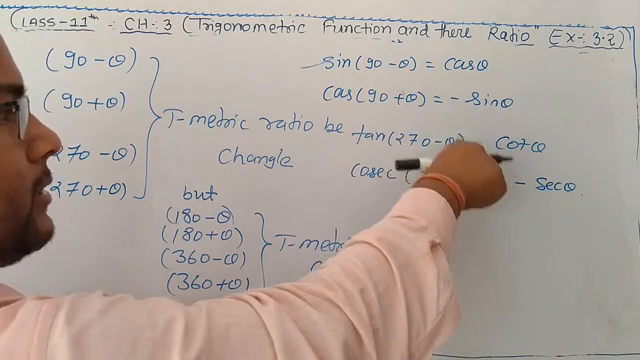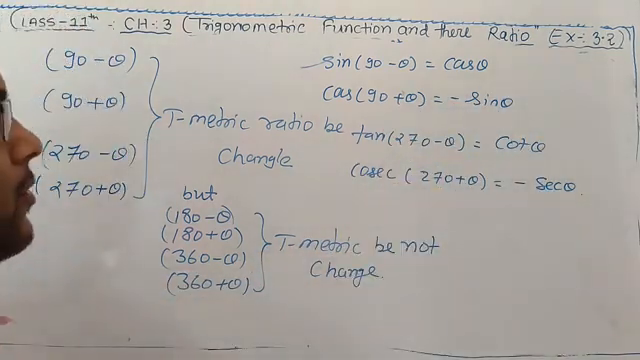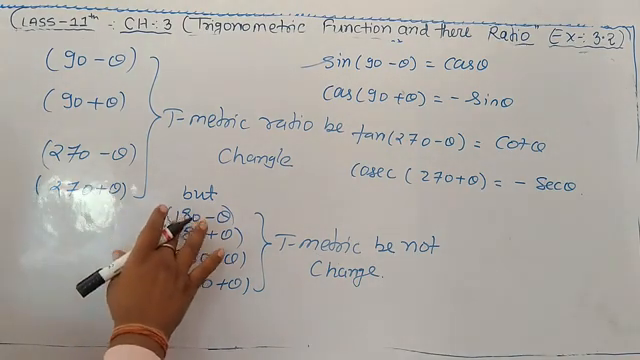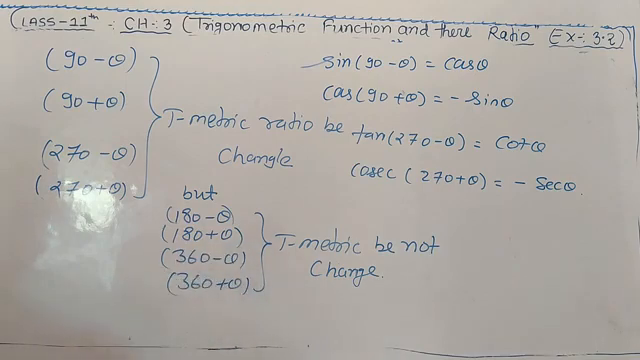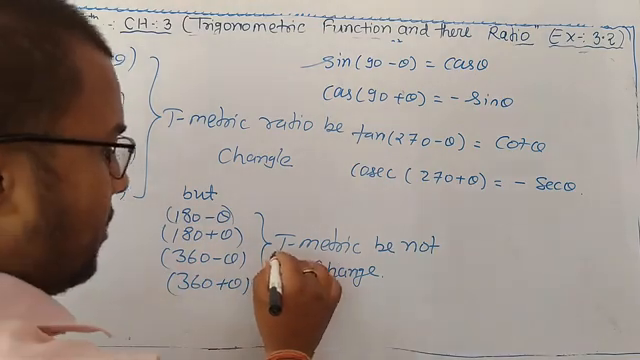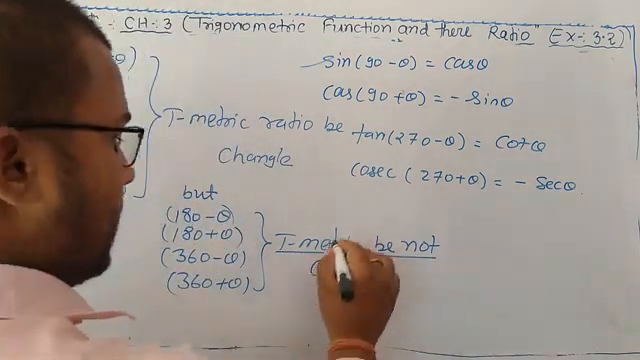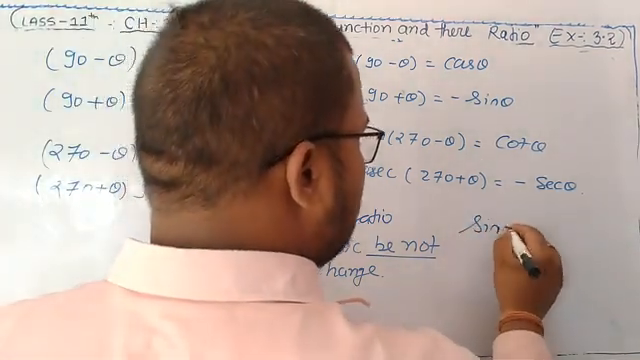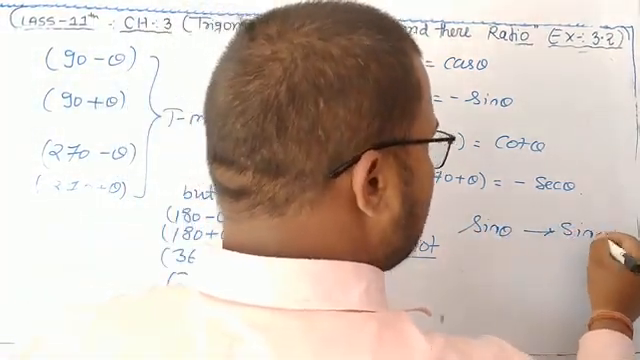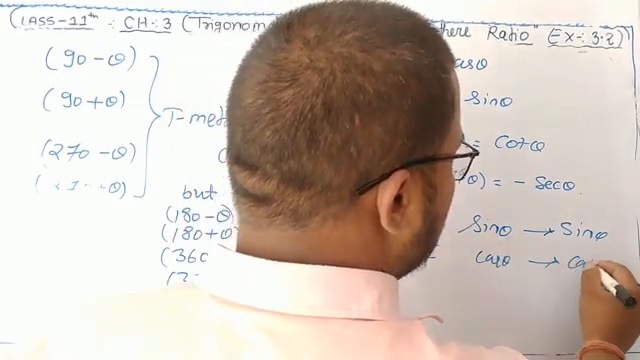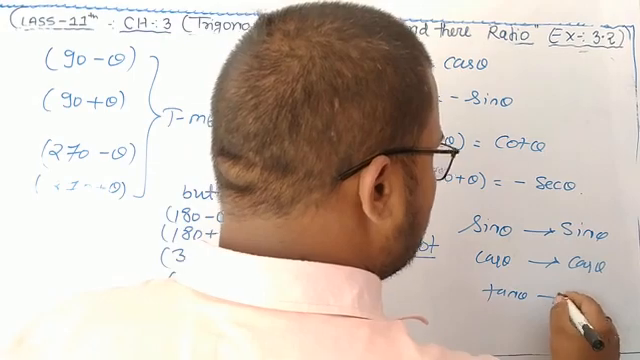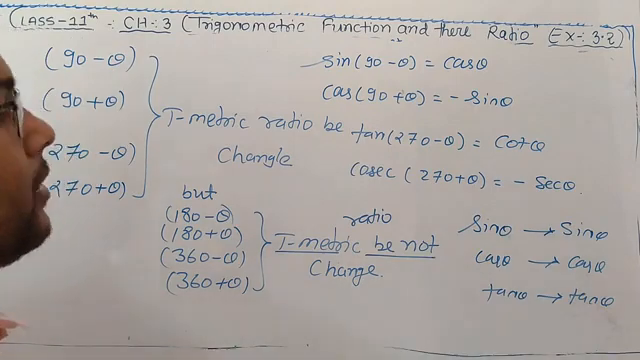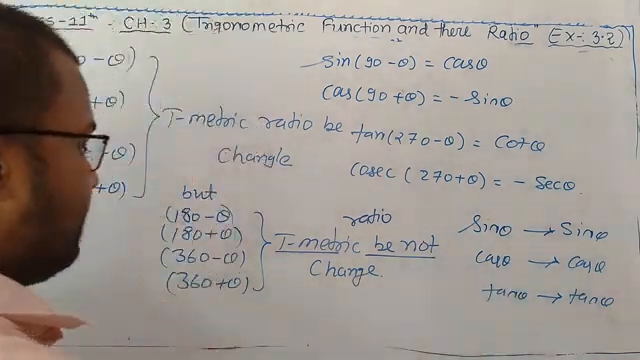Sin lies in the first quadrant with all positive, in the second quadrant sin and cosec are positive, the others negative. For 180 minus theta, 180 plus theta, 360 minus theta and 360 plus theta, the trigonometric ratio does not change. Not changed means sin theta stays sin theta, tan stays tan theta. If theta lies in the first, second or third quadrant, according to the nature, change the sign. Write them.